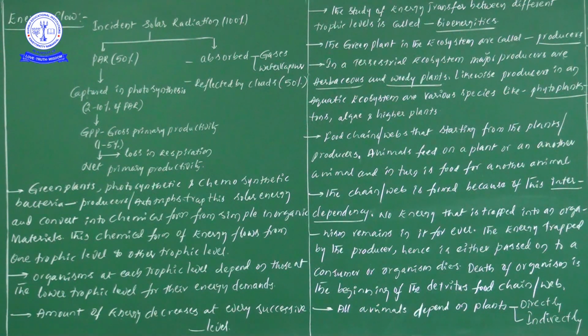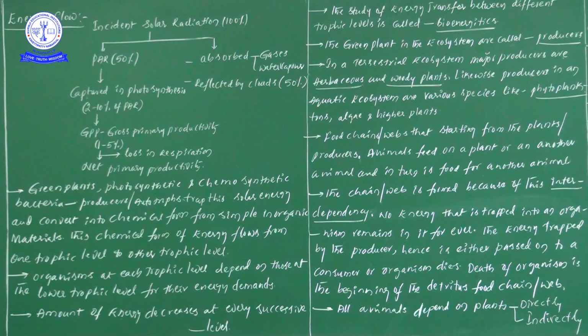So 50% of the light is active for photosynthesis, but from the capturing point of view, how much percentage of PAR is captured in photosynthesis? Just 2 to 10% of PAR. Availability is 50%, but plants absorb or capture just 2 to 10% of this light. Did you understand my point? Next, by utilizing 2 to 10% of the photosynthetically active radiation, what is going to be prepared by photosynthesis? GPP formation takes place.